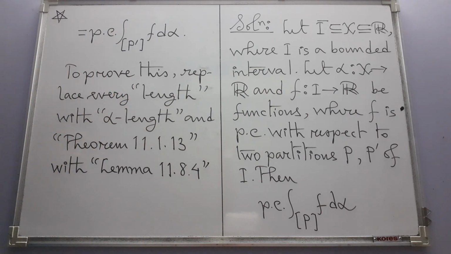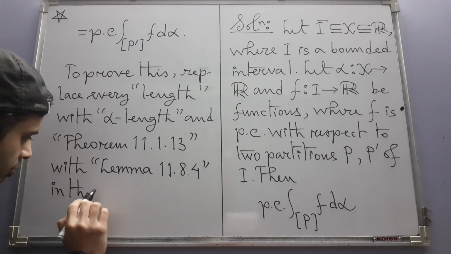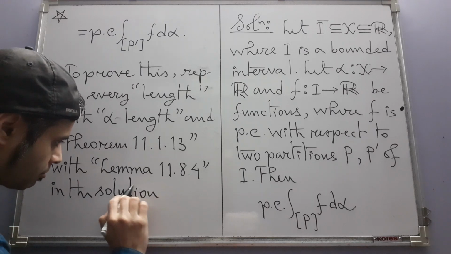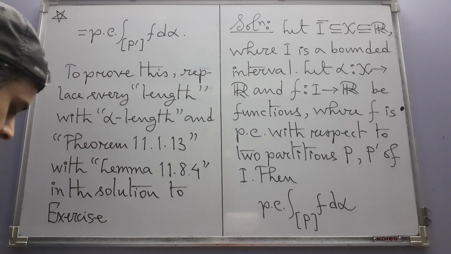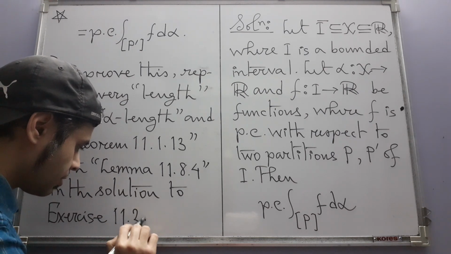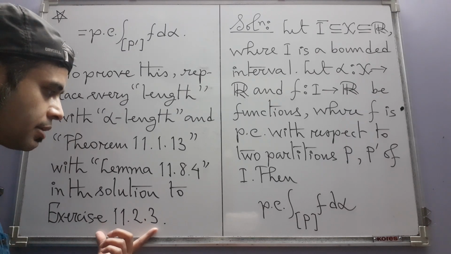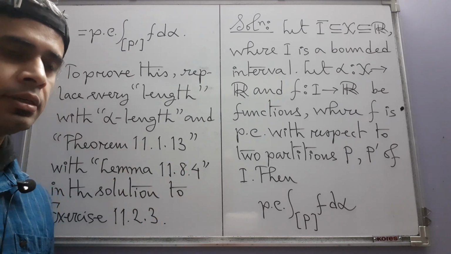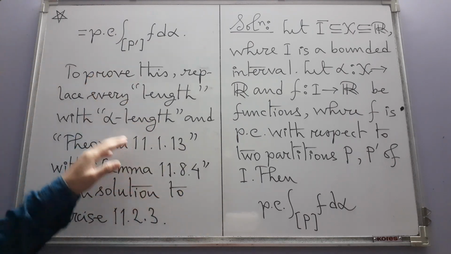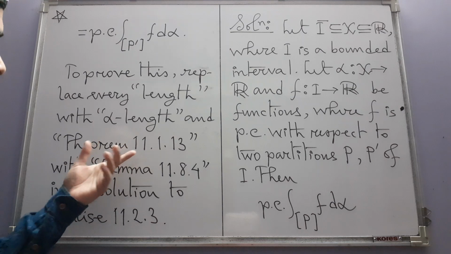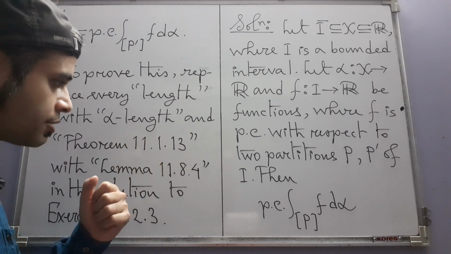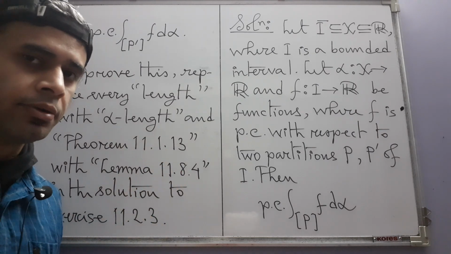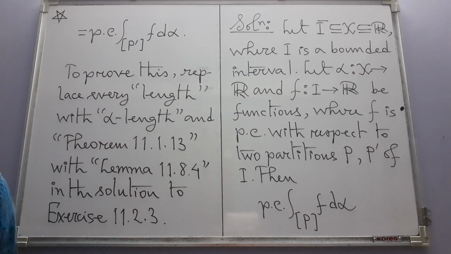But where do we have to make these changes? In the solution to exercise 11.2.3. This is where in this solution, when solving this exercise, we proved the old proposition. So you go back to that solution and there you make these changes. Wherever you see length, replace that with alpha length, and you will also see that in the old proof, theorem 11.1.13 has been used. In its place, now you have to use lemma 11.8.4. That's all. That will give you the proof of this. So this is the solution.